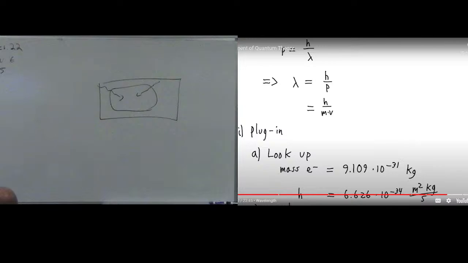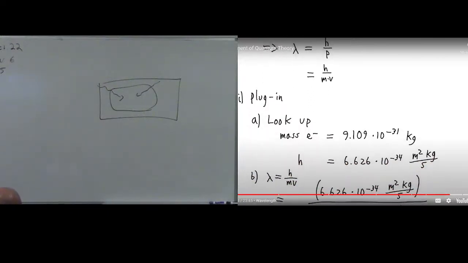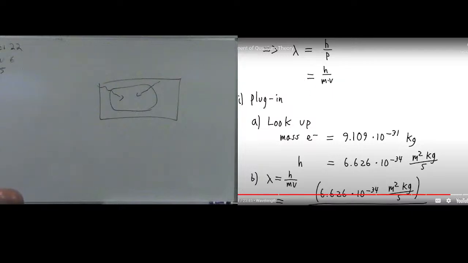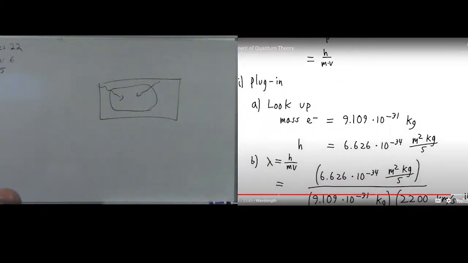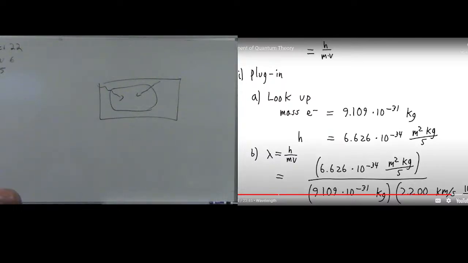We're going to want to use units that match the fact that we have mass and velocity. So we'll use the version where we have meters squared times kilograms per second, because a joule is actually equivalent to that. Plug in meter squared kilogram per second. The equation for lambda: lambda is equal to Planck's constant over the mass times the velocity.